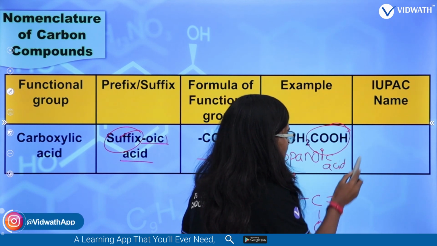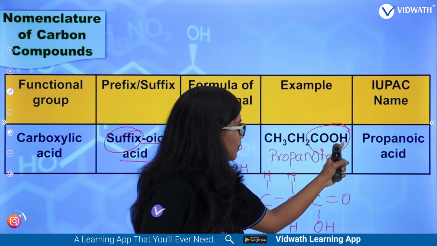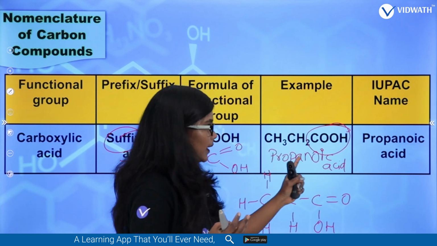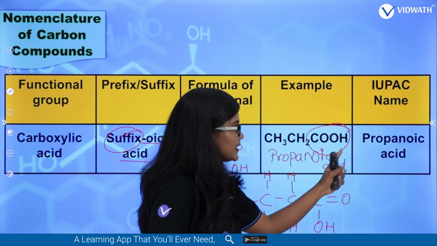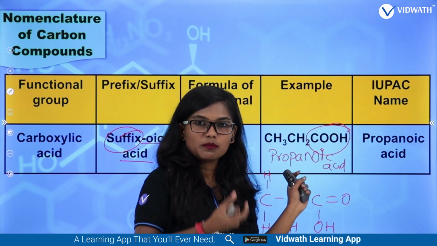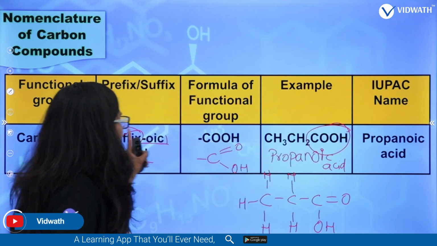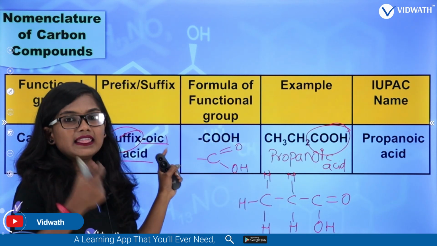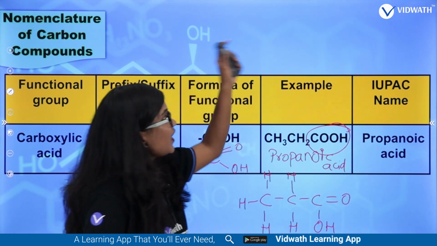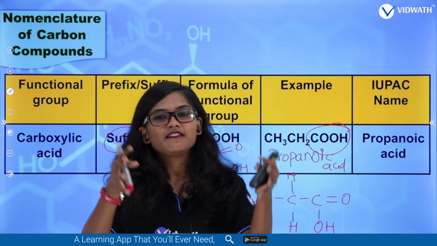So what is the name of this compound? Propanoic acid. Why? It contains 3 carbon atoms, so 3 carbon atoms means propane. As the functional group present is carboxylic acid, to indicate that presence, we use oic acid in the suffix. So propanoic acid. Clear? Yes, that's all about the nomenclature of carbon compounds containing various functional groups.